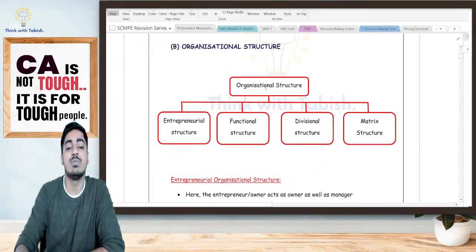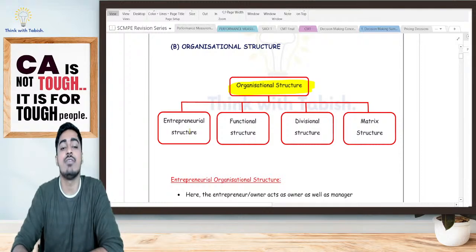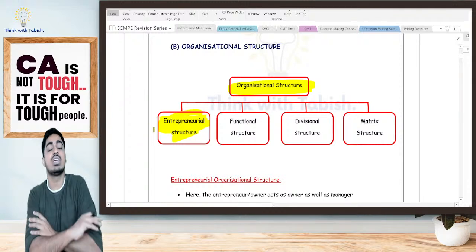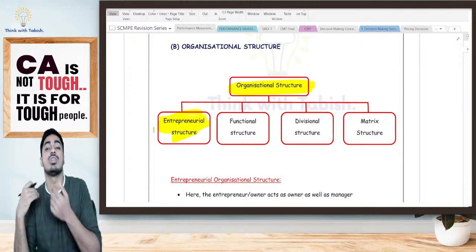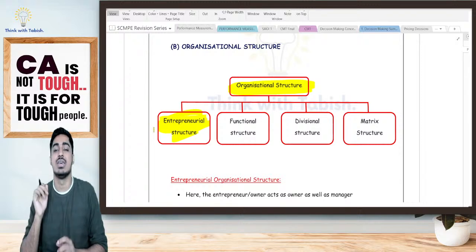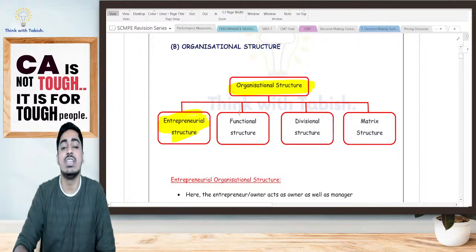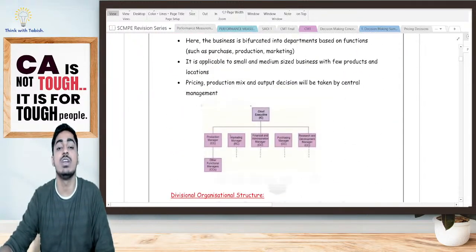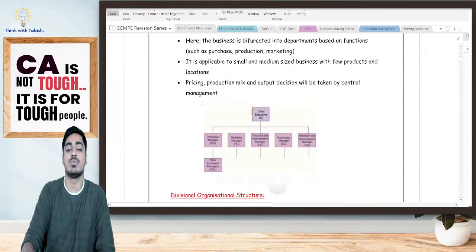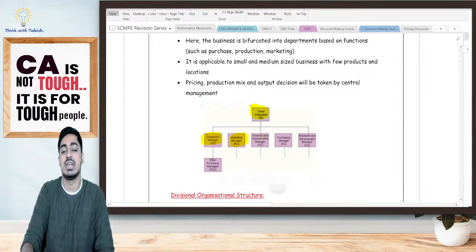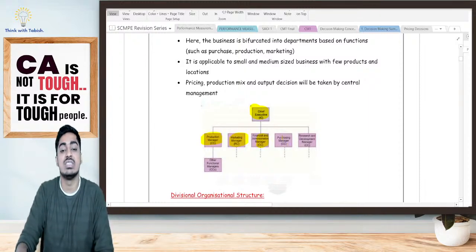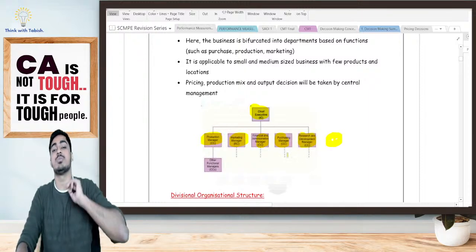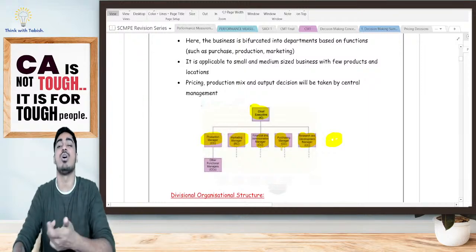There could be different types of organizational structure. Either you have your entrepreneurial structure, wherein you have just one entrepreneur who is taking care of everything. That is used for startups, small companies, where there is no need of delegating. Then you have functional structure, wherein you bifurcate your organization into different functions. For example, production is there, marketing is there, administration is there, HR is there, purchase is there, research and development. For every head, you assign the responsibility to one person. It is used for small organizations.